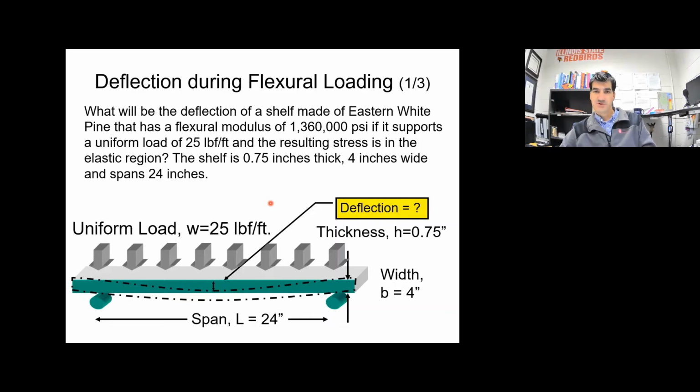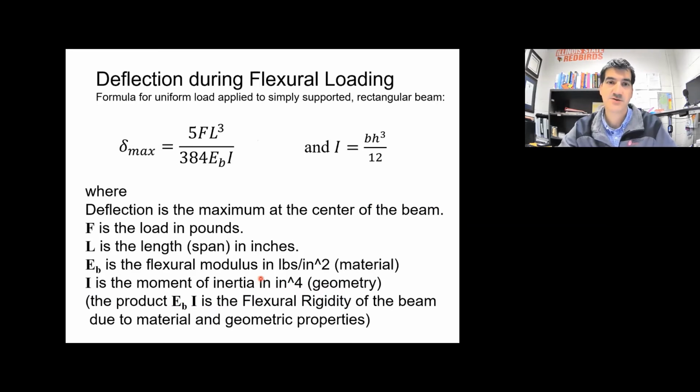One other thing I'm sure we're going to need for that equation is F. That's the total force. Here we're given the uniform load, 25 pounds per foot, and we're told that the span is 24 inches, but we don't know F. It's pretty simple to find in this case, but we're going to have to calculate it. Once we know F and the moment of inertia, the rest we should be able to pretty much just plug straight in. So let's go ahead and do that.